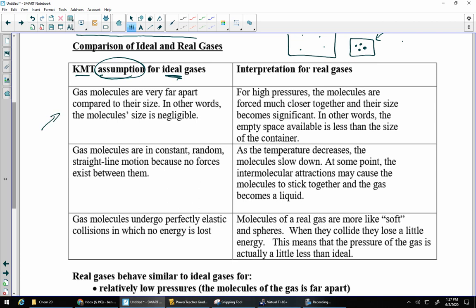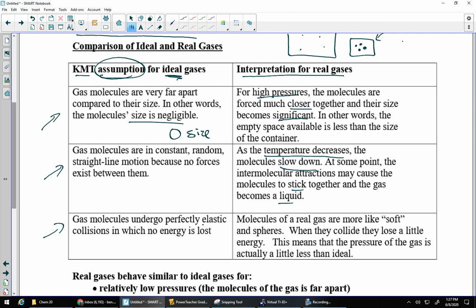So the gas molecules are very, very far apart compared to their size. In other words, their size is negligible, which means they have zero size. Whereas with real gases, under high pressures, the molecules are closer together and their size becomes significant, which means they don't have zero size anymore, right? Okay. Gas molecules are in constant random motion because there's no forces acting between them. But as the temperature decreases, the molecules slow down. At some point, they slow down enough that they can actually stick together and become a liquid. That's our real gas. And then finally, gas molecules undergo perfectly elastic collisions, which is why no energy is lost.